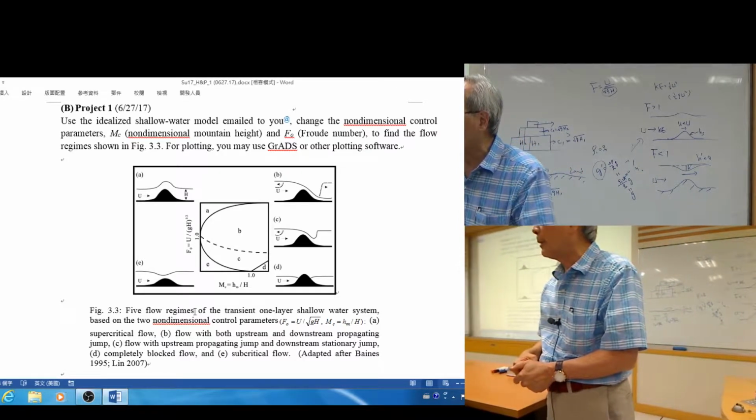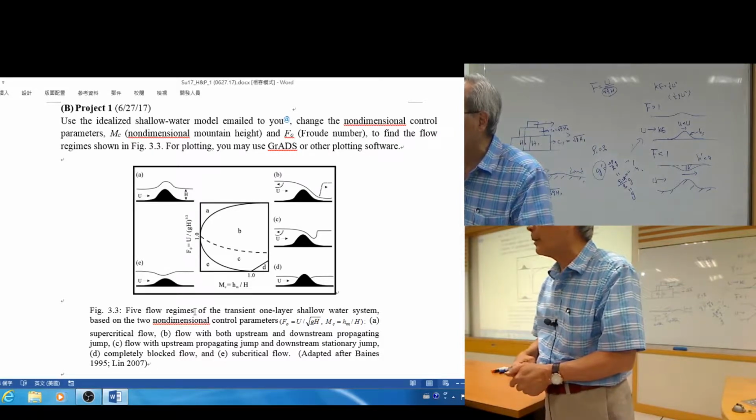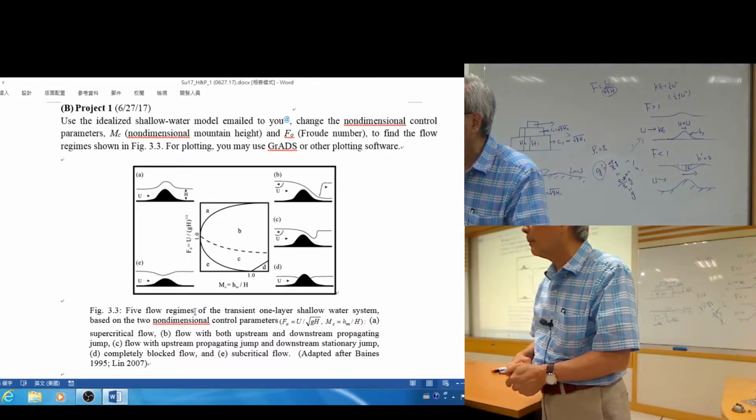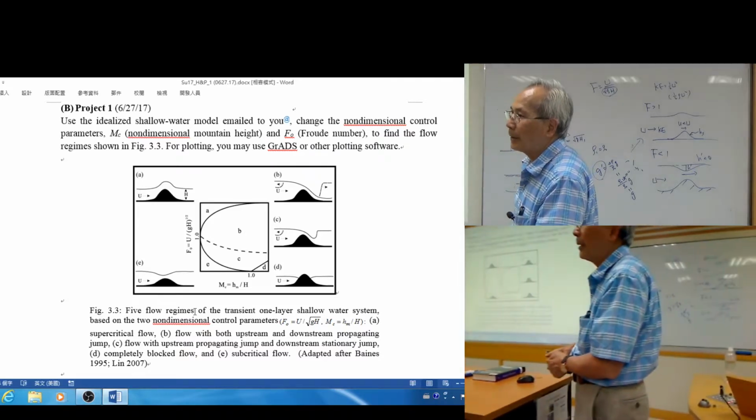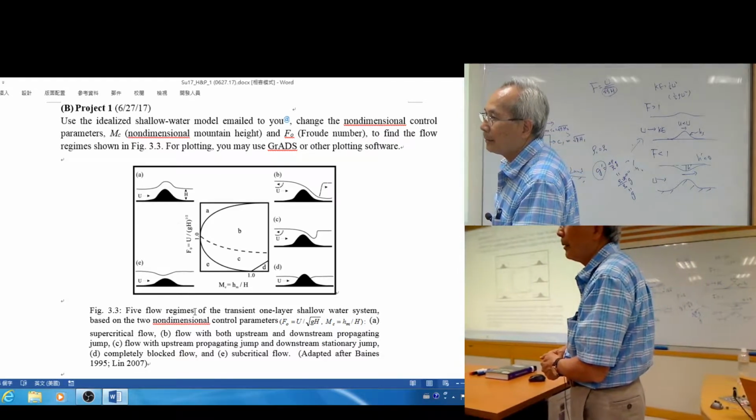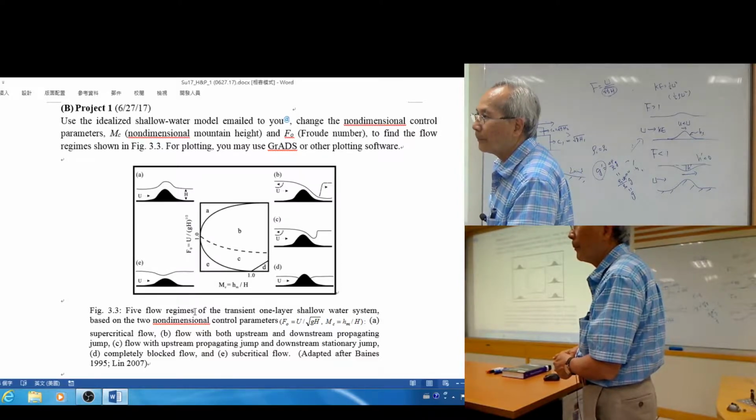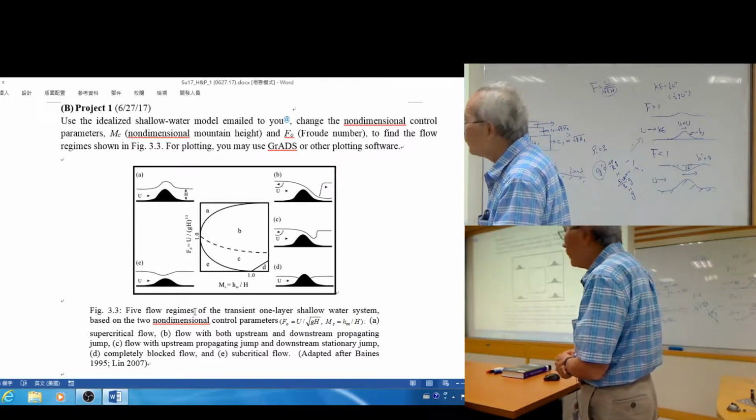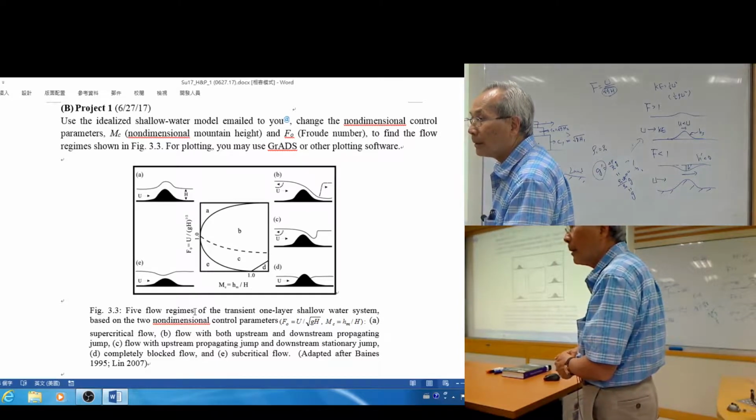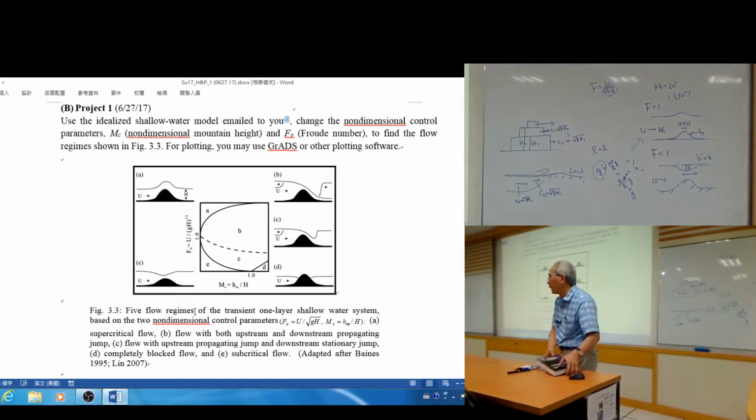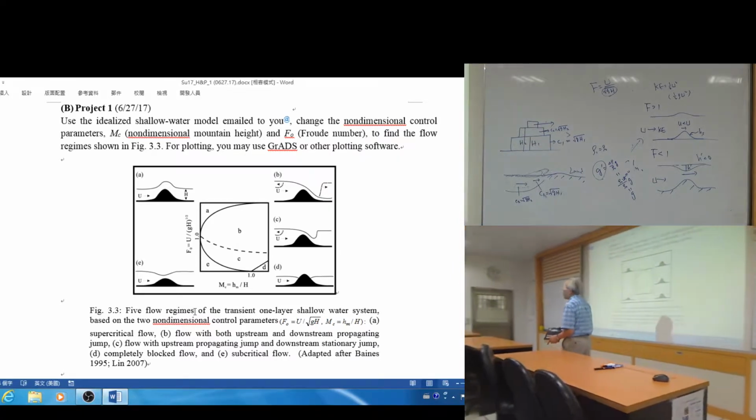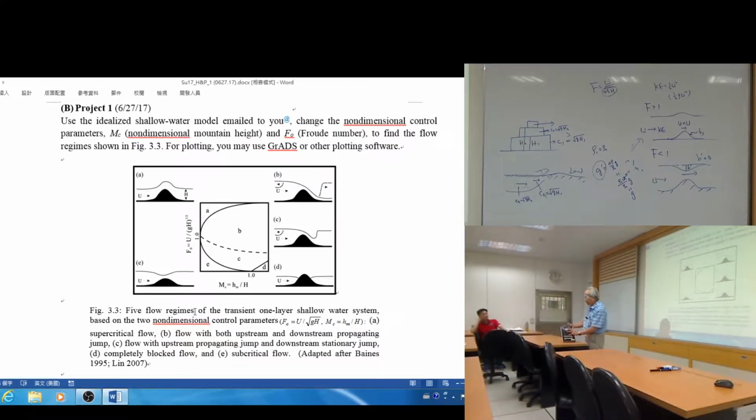What's your question? You can speak Chinese. Why is there a jump, the hydraulic jump phenomenon? Okay, so the question is why there's a jump there. It's because when your flow comes in, let me show you another figure.